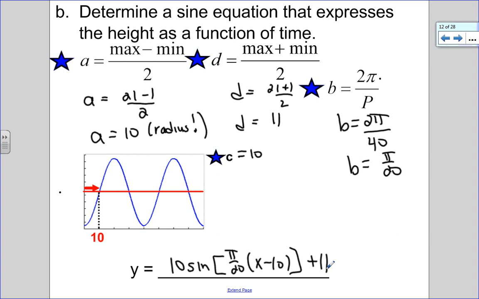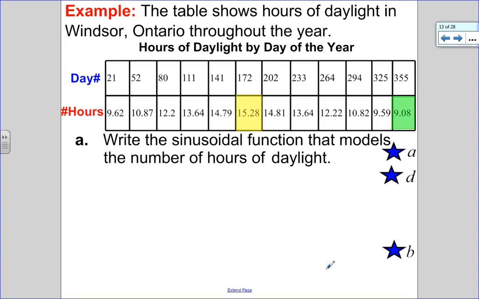Okay, so we've looked at where we have an equation answering parts. We've looked at a part where we have scenarios, we come up with the equation. Let's end with an example where I have a table of values. And we're going to determine the sine equation. So this table of values shows the hours of daylight in Ontario throughout the year.